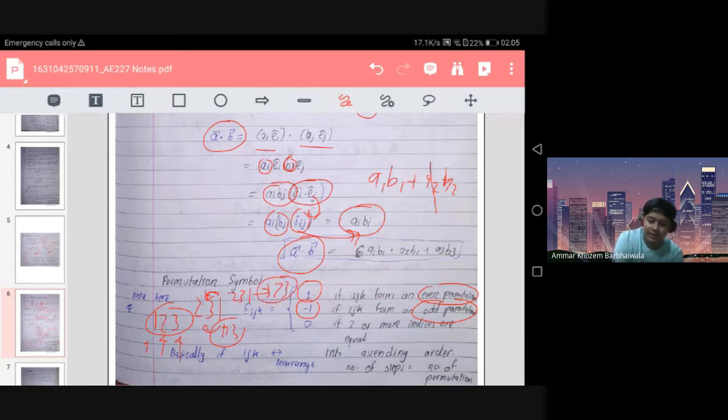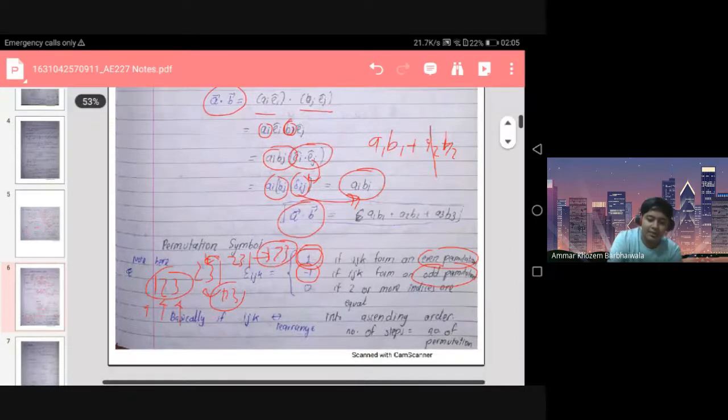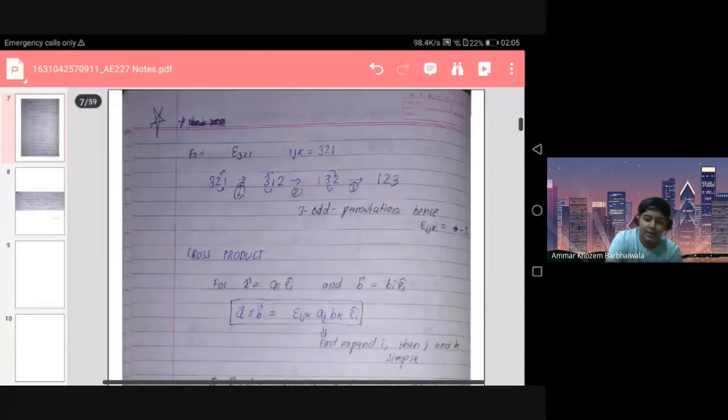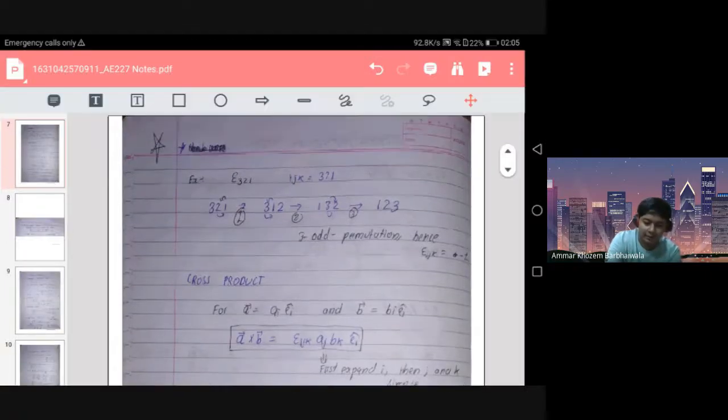So basically that's an even permutation. So it gets 1. Obviously this is kind of cumbersome to do. So we can just write, here we have this example: 3, 2, and 1. I can convert it into 3, 1, 2, and so we need three odd permutations to do it. So epsilon ijk for 3, 2, 1 would be -1.